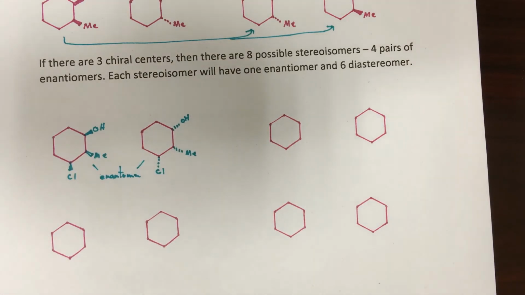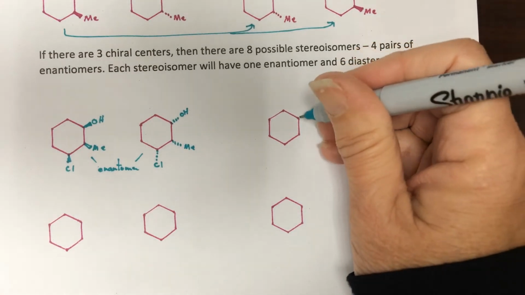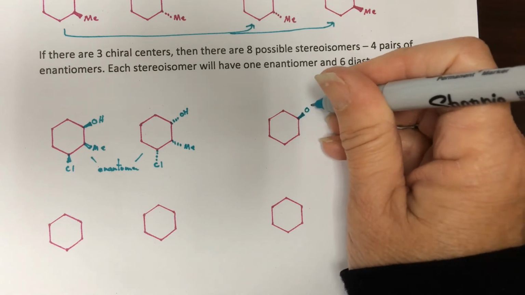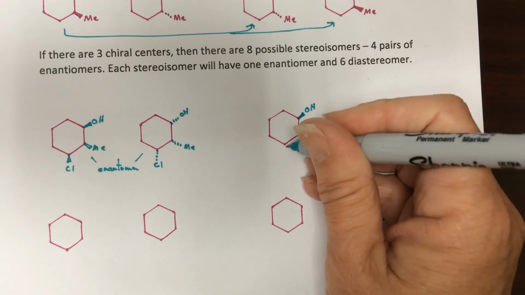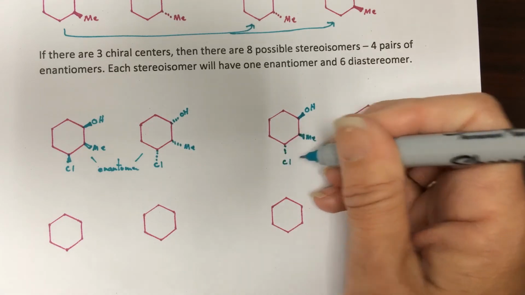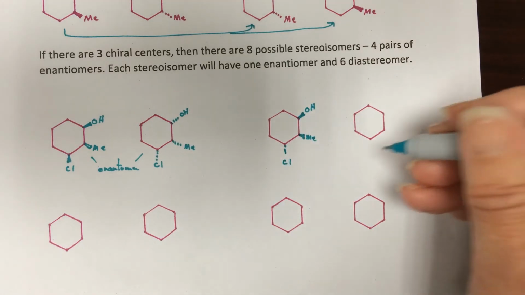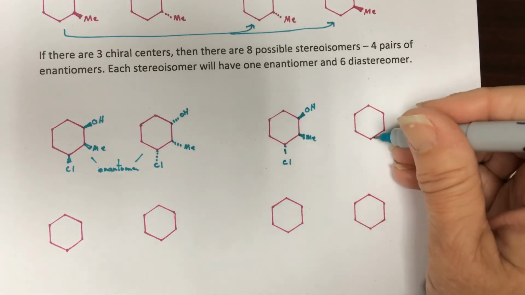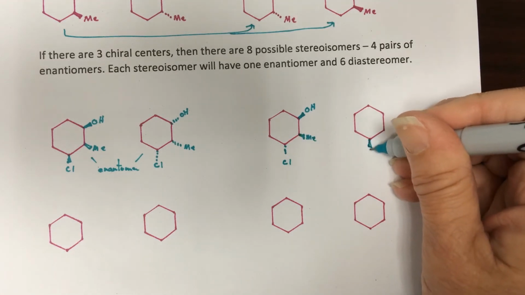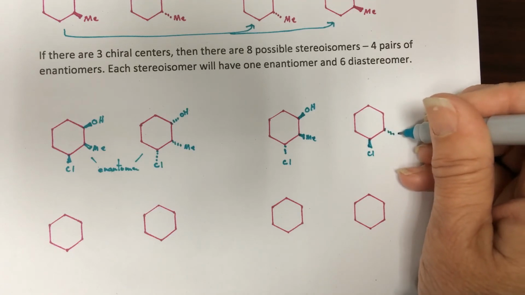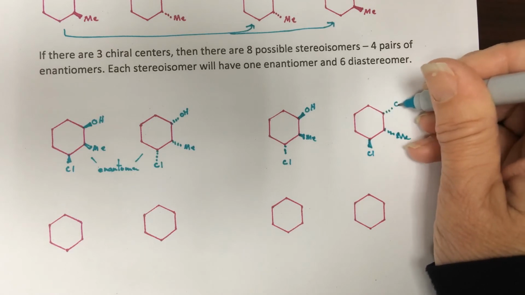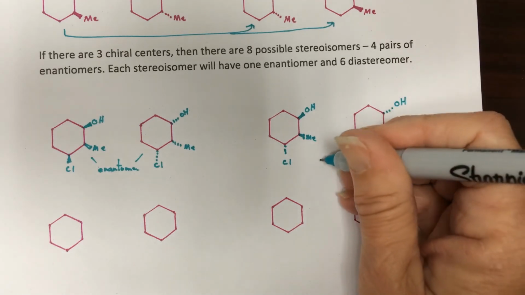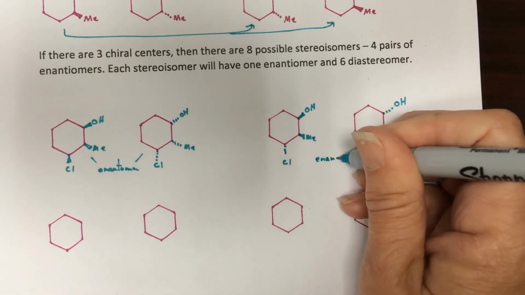But we can have other configurations. What if we have the hydroxy going toward us, the methyl group coming toward us, and the chlorine going away? Well, the enantiomer of that would be the chlorine coming toward us, the methyl group going away, and hydroxy going away. These two are enantiomers.